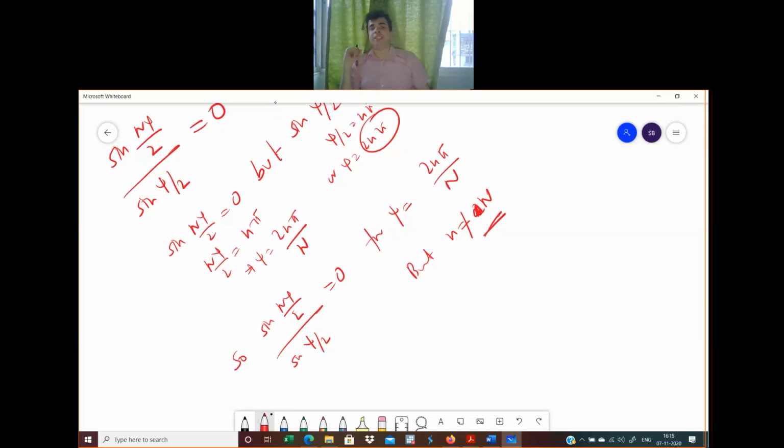So how many nulls can we expect for n antennas? How many nulls can we expect between 0 to 2 pi?